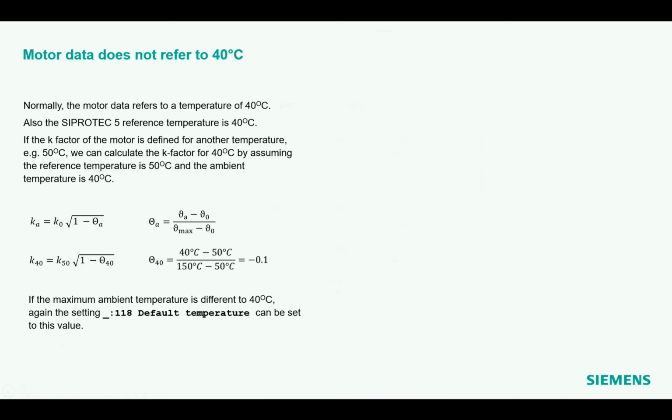And now when my ambient temperature is again different, I just set here the ambient temperature, so the 55 degrees. Then I have a K factor for 40 degrees and tell the relay, no, the ambient temperature is 55 degrees, and the relay makes this calculation the correct way. So this is one way to set the relay.